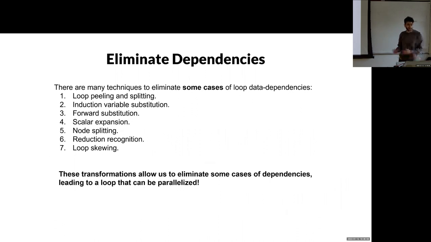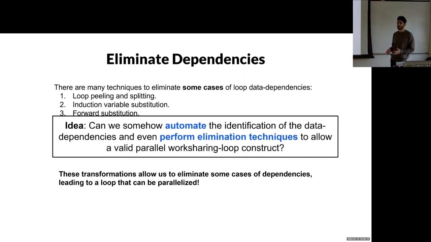And you have a lot of other techniques: node splitting, reduction recognition, loop skewing, and all of these transformations actually allow us to eliminate these dependencies and allow us to parallelize the loop. So the main idea of automatic parallelization is identifying these data dependencies in the loops, trying to eliminate them, and if we succeed in eliminating them, we can parallelize the loop, and we're done.